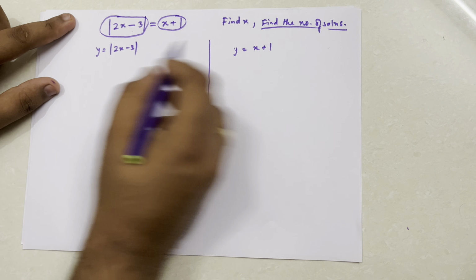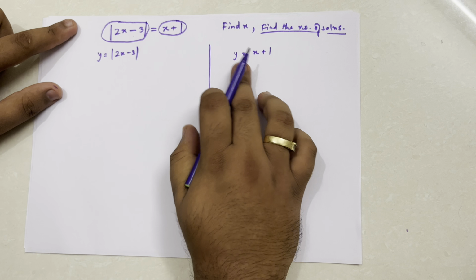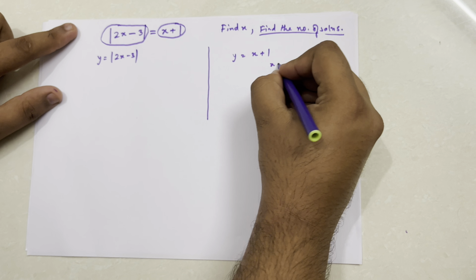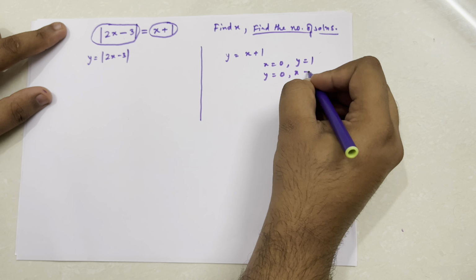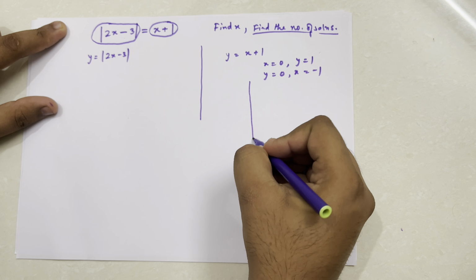This is mod again, so let us move into this second. Let us draw the graph because it is very easy. x is equal to 0, y is equal to 1. y is equal to 0, x is equal to minus 1. So this will be a simple graph.